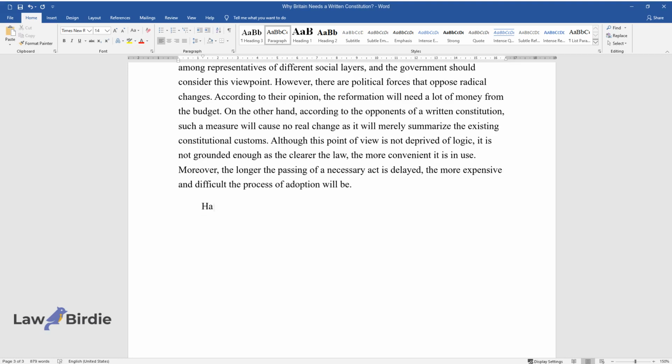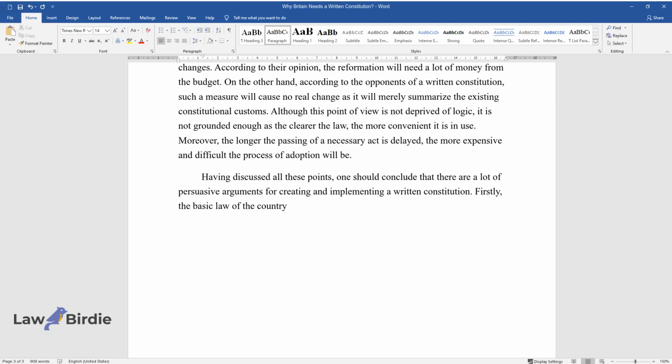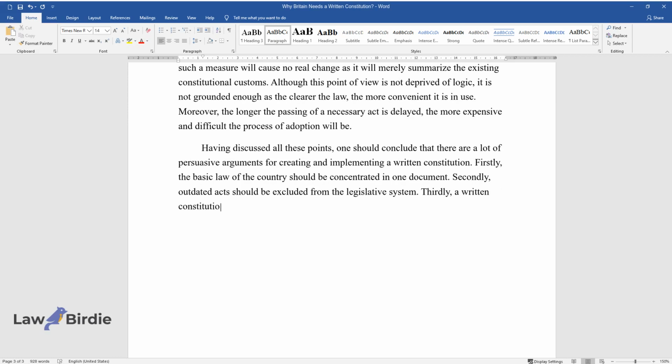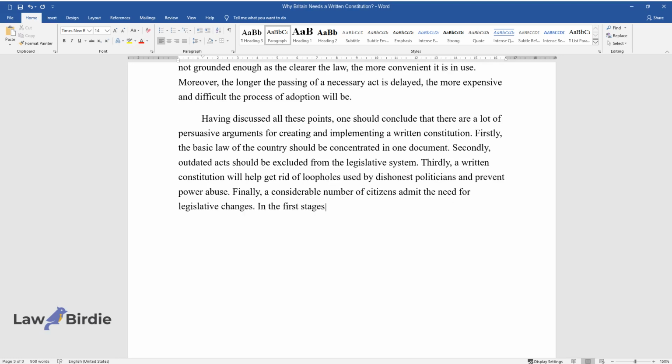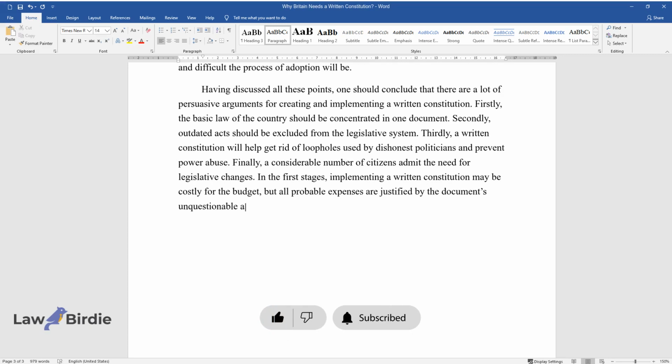Having discussed all these points, one should conclude that there are a lot of persuasive arguments for creating and implementing a written constitution. Firstly, the basic law of the country should be concentrated in one document. Secondly, outdated acts should be excluded from the legislative system. Thirdly, a written constitution will help get rid of loopholes used by dishonest politicians and prevent power abuse. Finally, a considerable number of citizens admit the need for legislative changes. In the first stages, implementing a written constitution may be costly for the budget, but all probable expenses are justified by the document's unquestionable advantages.